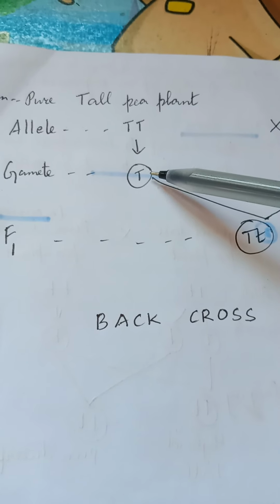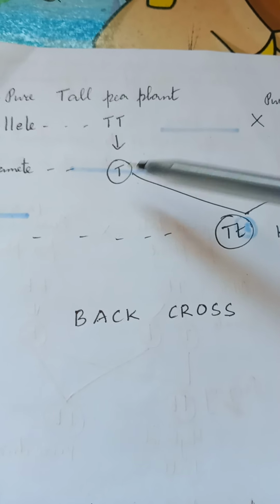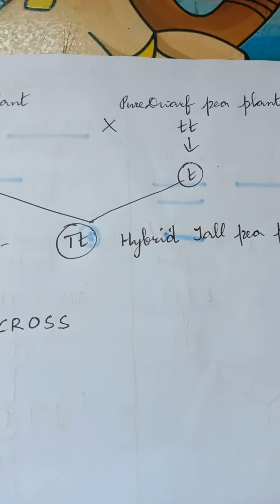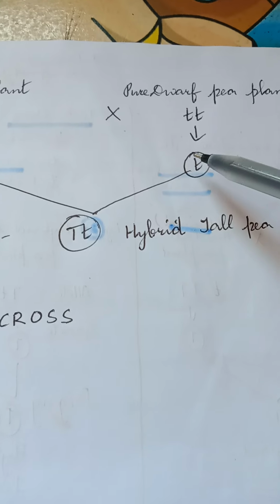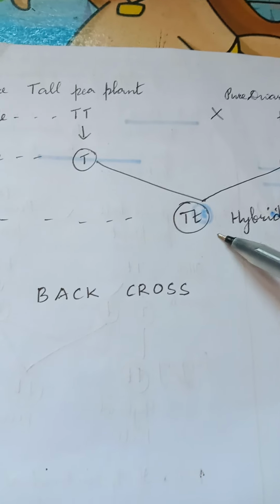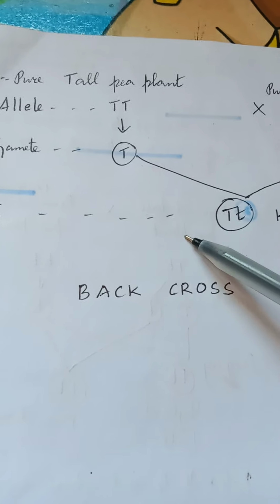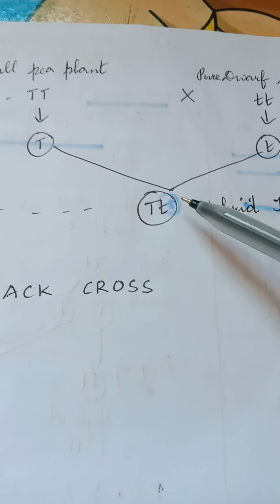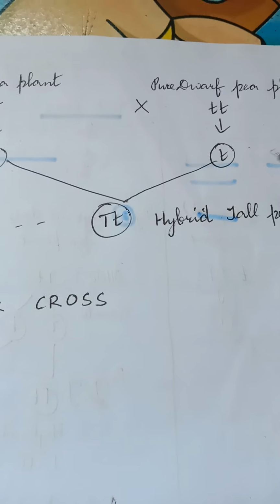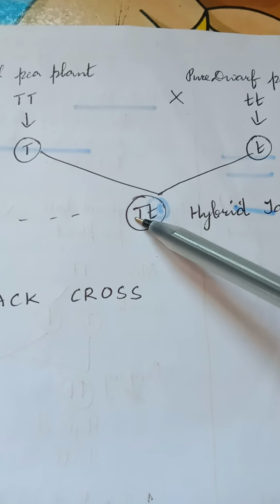The gamete that will be produced by the pure tall pea plant will always carry capital T factor or gene, and the gamete that will be produced by the pure dwarf pea plant will always carry small t factor or small t genes. Now, these gametes will unite to produce the F1 individuals, that is the offspring of the first generation. So the offspring will have the genotypic combination capital T from one parent and small t from another parent. So the genotype of this offspring will be capital T and small t.